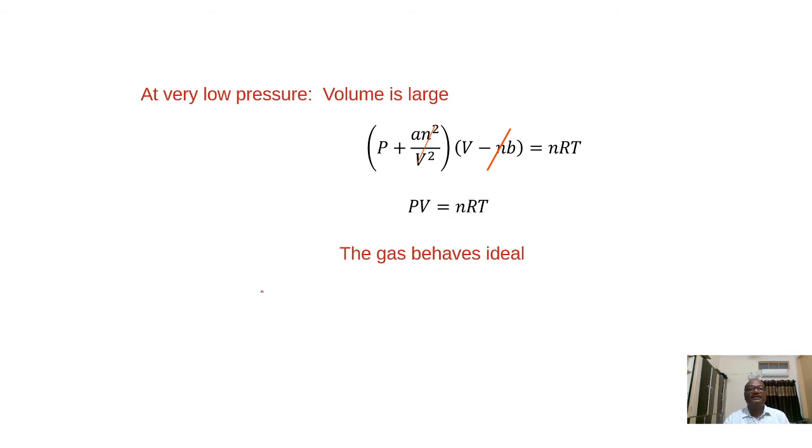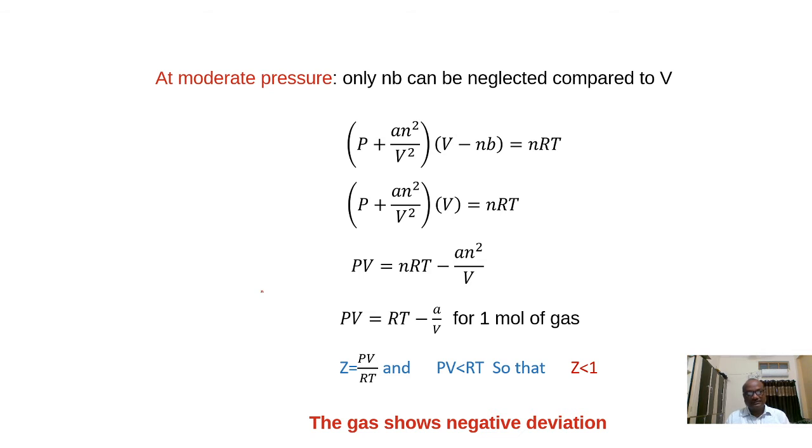Okay, this is the second case. At moderate pressure, only nb can be neglected compared to V. At moderate pressure, volume will also be moderate. Here you cannot neglect an square by V square. You can neglect only nb.